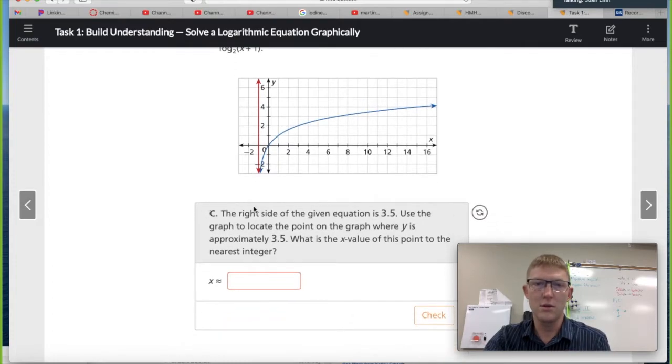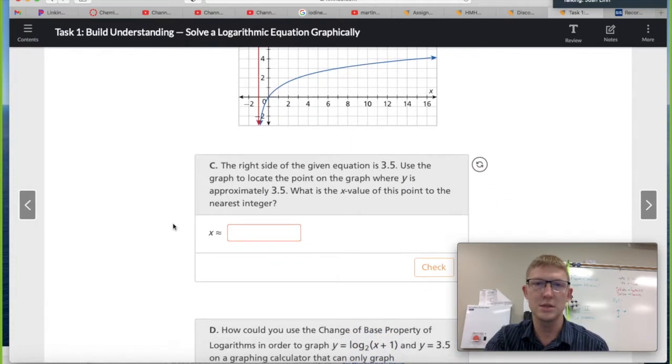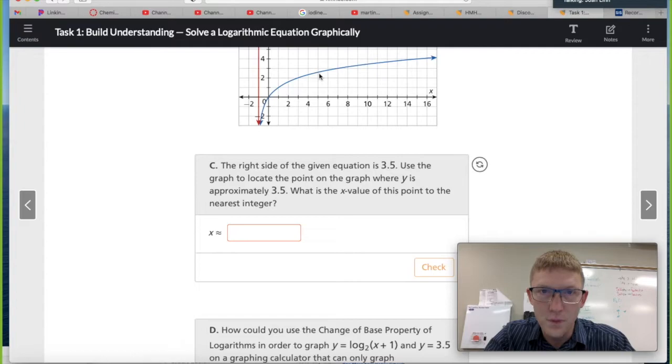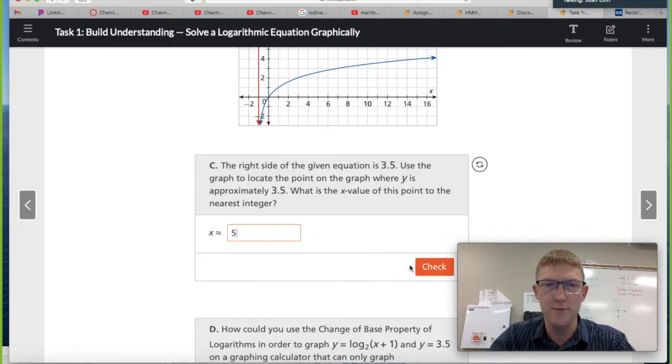The right side of the given equation is 3.5. Use the graph to locate the point on the graph where y is approximately 3.5. So this is 3.5. I'm going to say that's either 4.5 or 5. I'm going to try 4.5. Round the point to the nearest integer. And I'm going to try 5.